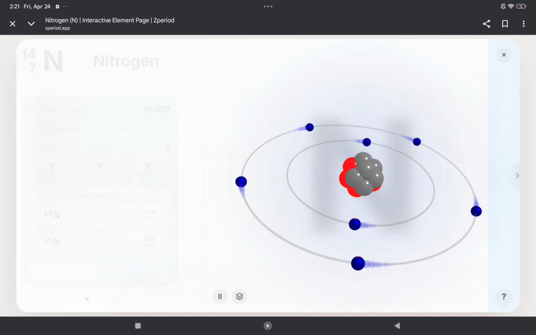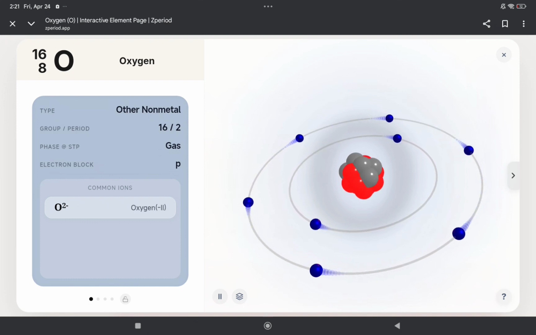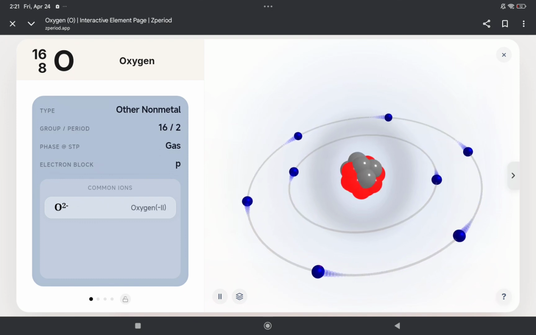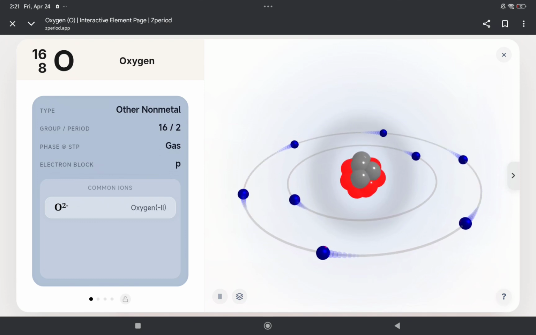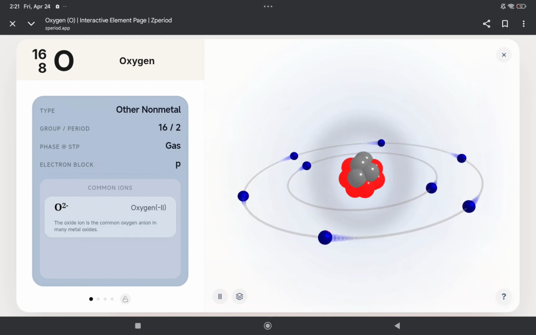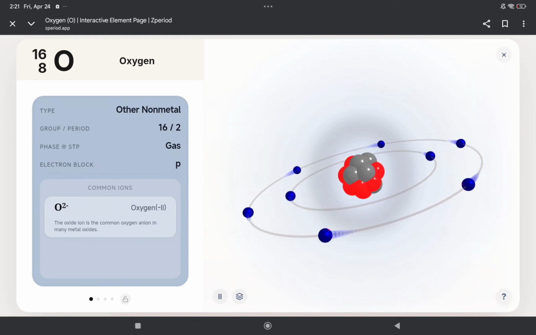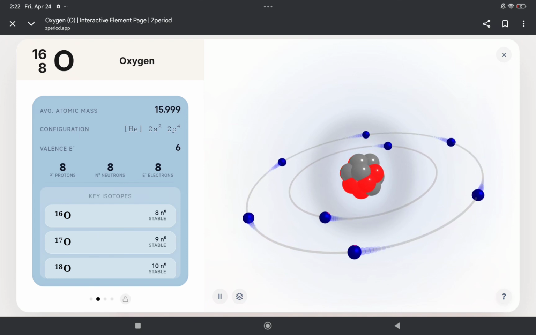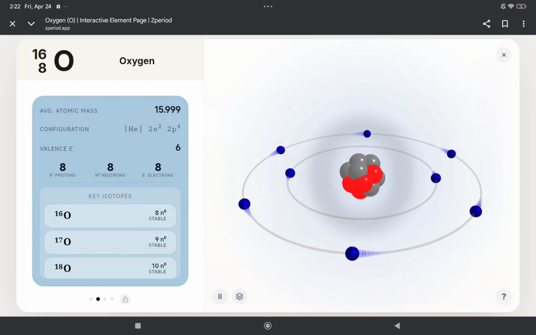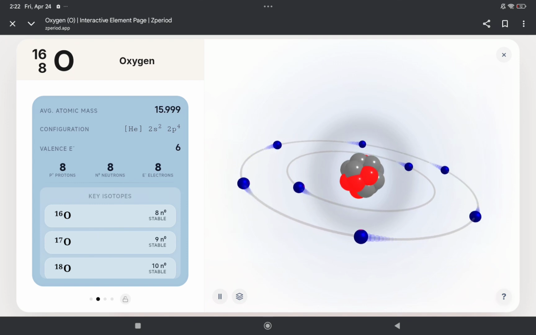So next, oxygen, that we breathe. The type is a non-metal. It's a gas, and the electron block is P. Oxygen forms oxides, common in metal oxides. So let's do the part. The atomic mass is 15.999, configuration helium 2s2 2p4.